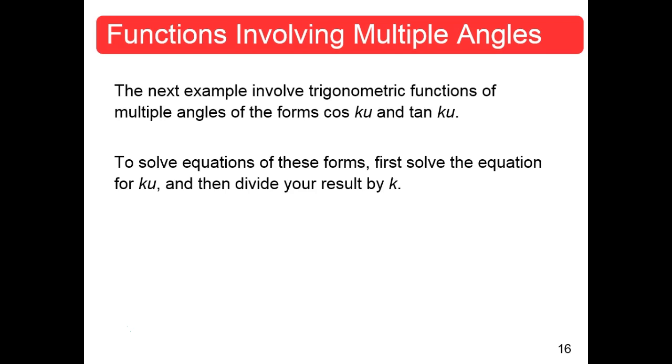To solve for these, now remember, if you had a regular variable, you just solve for the variable. If you have a trig function, you solve for the trig function first and then for the variable. If you have a multiple angle, you solve for the trig function first, then solve for ku, and then solve for u. So it's a 3-step solution. You first solve the equation for the trig function, then for ku, then for u by dividing by k.